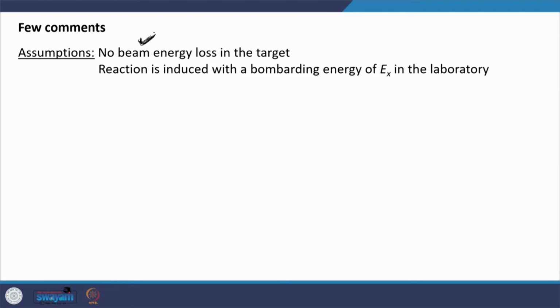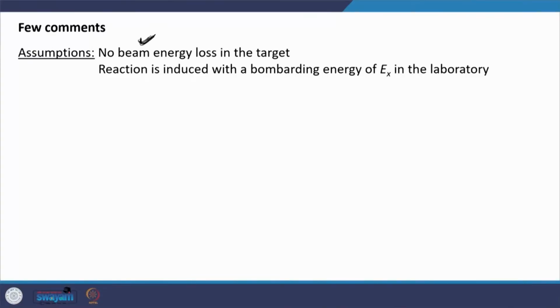Otherwise, if the projectile undergoes energy loss within the target material at different stages of its transport journey, then the projectile energy is changing. Then accordingly, for one particular case, when we fixed the projectile energy, the whole scenario will change. So, the important assumption which we have made here is that beam energy loss is ignored, okay? And then the reaction is induced with a bombarding energy in the laboratory frame of reference.